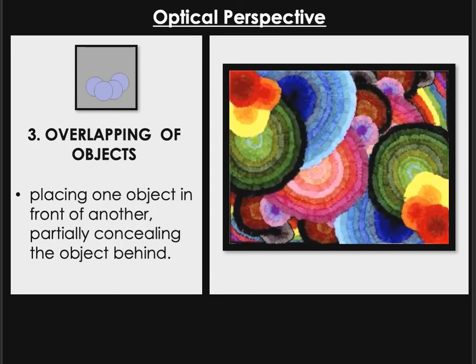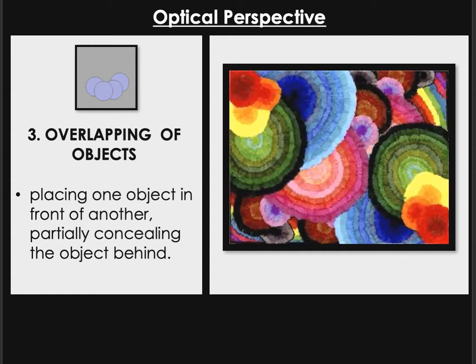Our third optical perspective technique is overlapping of objects. If you place one object in front of another, the ones that are in front are whole, and those that are in back are partially exposed. We're concealing parts of them. It appears as if they are further back into space. So placing things closer to the front that are whole, placing things behind them that are partially concealed, where we're only seeing parts of them, is a way to show the illusion of depth, to make it look as if those things are further behind.